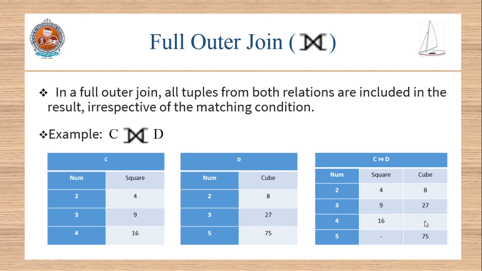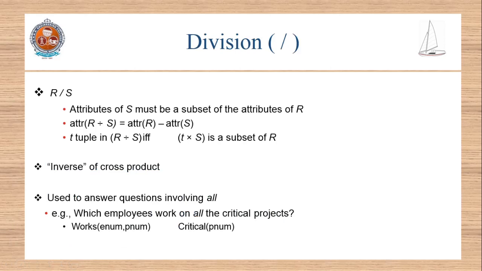But the thing to be noted is wherever we are not having the attribute values for that corresponding number in either of the relations, relation C or D, we are replacing with a hyphen, that is the null value. See here, we are not having the square of num 5, so for this square we are going to show it as null, and we are not having the cube of number 4, so in that cube column, we are going to show it as null. So these are the 6 joins we are having in relational algebra: 3 inner joins and 3 outer joins.